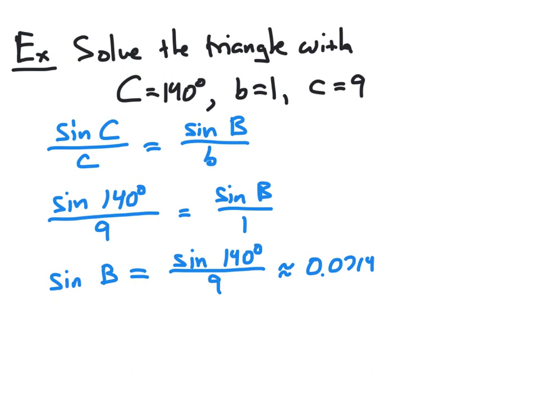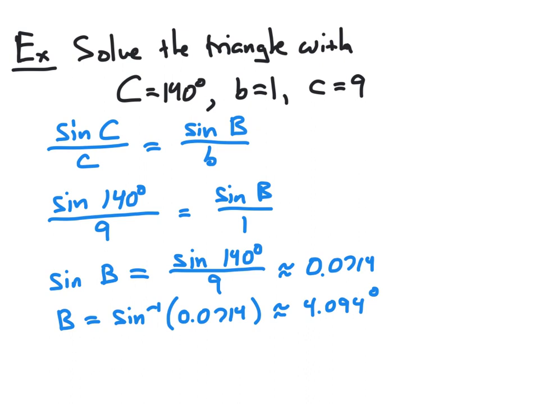And so we can try to find angle B by taking the inverse sine of this value. So the inverse sine of 0.0714 is approximately 4.094 degrees. So this is the first value for angle B, 4.094 degrees. Now, if you do get a different number here other than 4.094, double check to make sure that your calculator is in degree mode. If your calculator is in radian mode, it'll give this angle in radians, but we want the angle in degrees, so make sure the calculator is in degree mode.